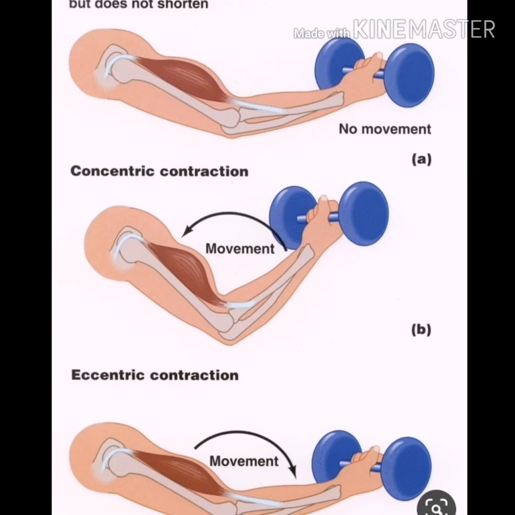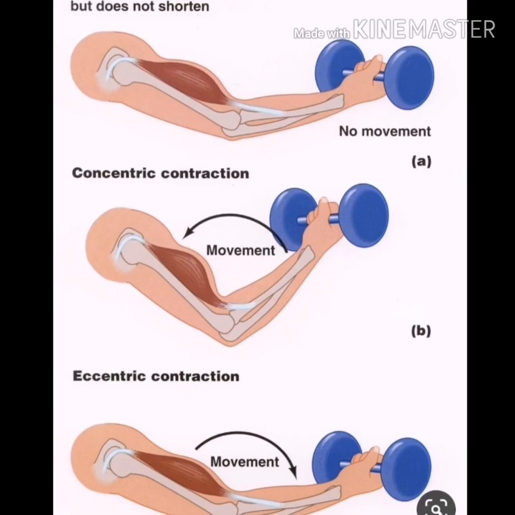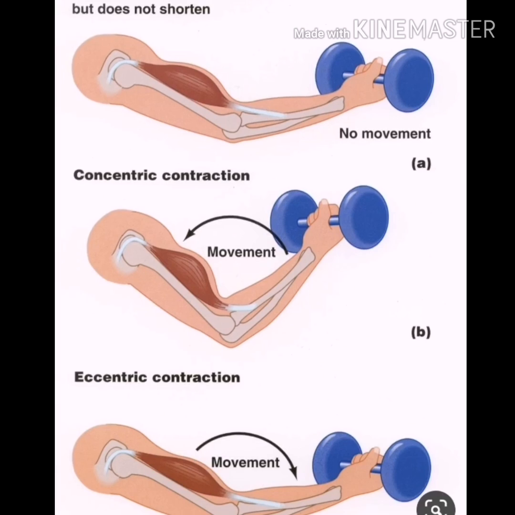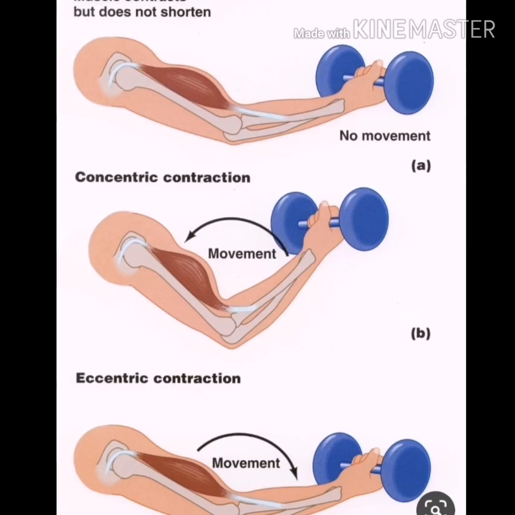Let's cover the terms. Concentric action: when activated, the muscle shortens. Eccentric action: when activated, the muscle lengthens. Isometric action: when activated, the muscle remains in a static position. Whether a muscle performs a concentric, eccentric, or isometric action depends on the relationship between the pulling force it produces and the resistance force it's trying to overcome.